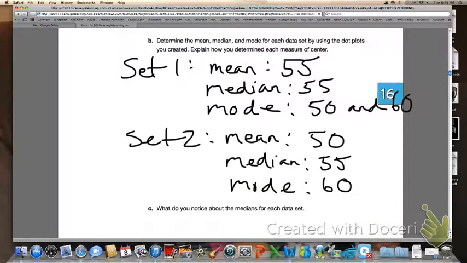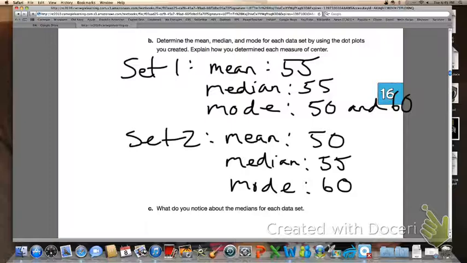Let's take a look first at letter B. For set 1, the mean is going to be 55. You can determine that by finding the balance point. You can also use the arithmetic method that we did back in 16.1, adding all 5 of the numbers up and dividing by 5. The median is 55.